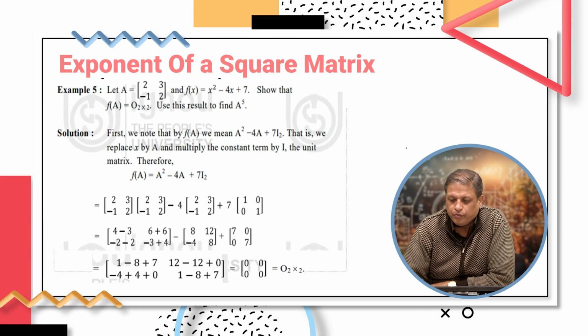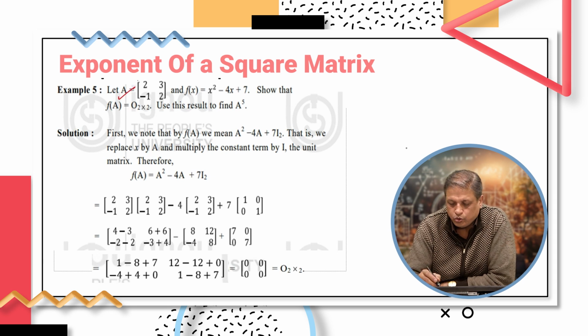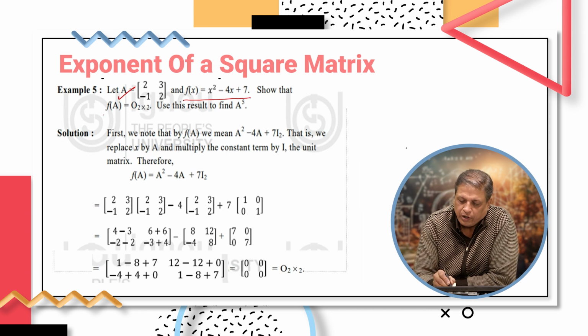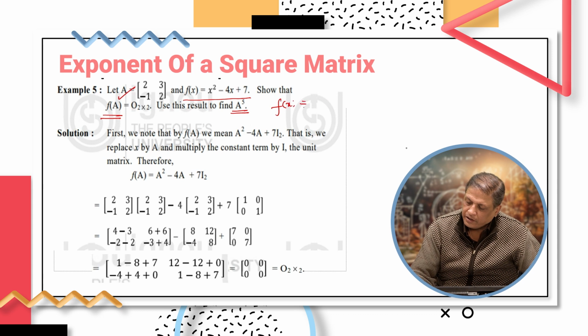Now we try to calculate the exponent of a square matrix by solving a numerical. In this example, we are given a matrix A [2, 3; -1, 2] and a function f(x) equal to x square minus 4x plus 7, and we want to calculate f(A), and thereafter we want to calculate the value of A to the power 5. So f(x) is given to be x square minus 4x plus 7.